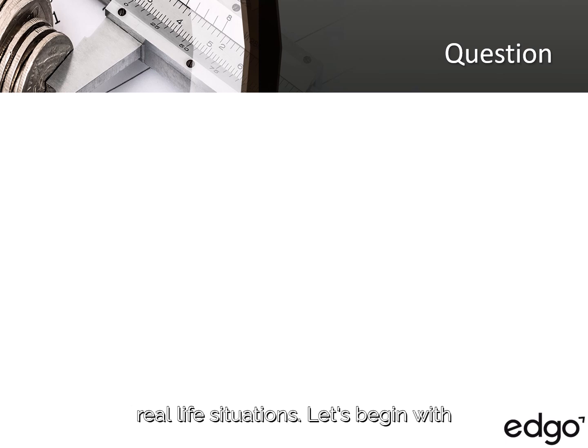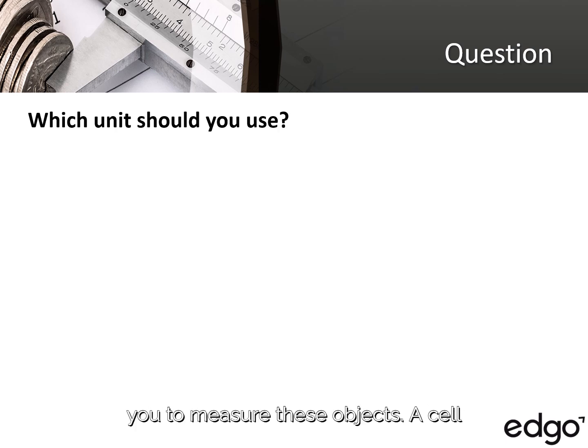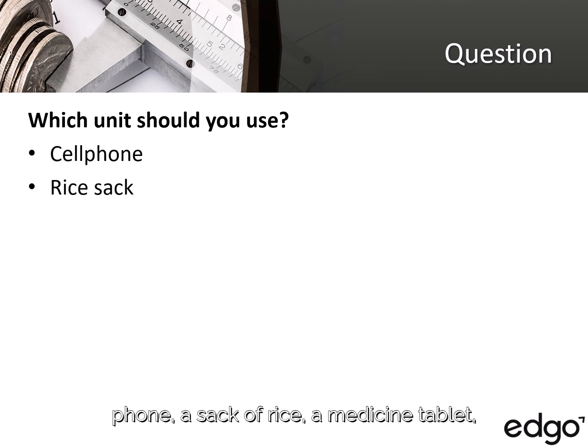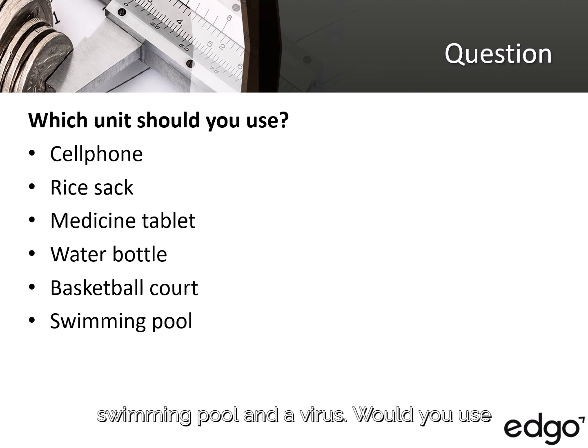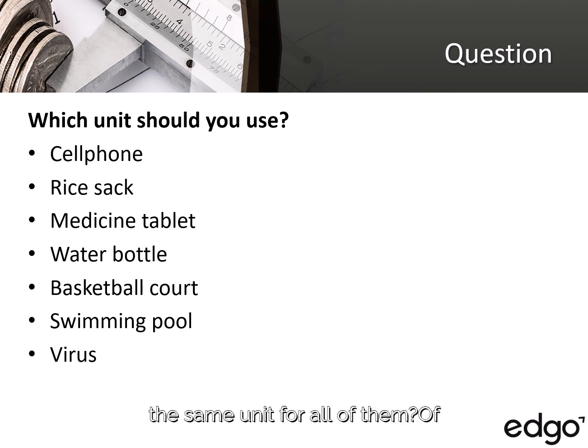Let's begin with a simple activity. Suppose I ask you to measure these objects: a cell phone, a sack of rice, a medicine tablet, a bottle of water, a basketball court, a swimming pool, and a virus. Would you use the same unit for all of them? Of course not. A virus is extremely small, while a swimming pool is very large. A medicine tablet is measured differently from a basketball court. This tells us that the unit we choose depends on what is being measured and how large or small it is.